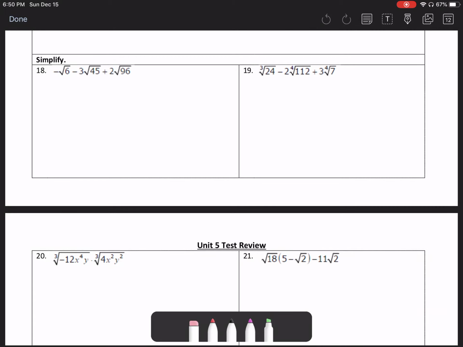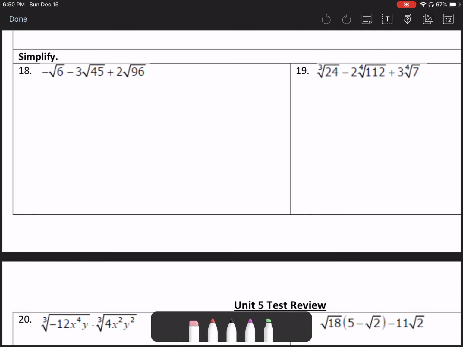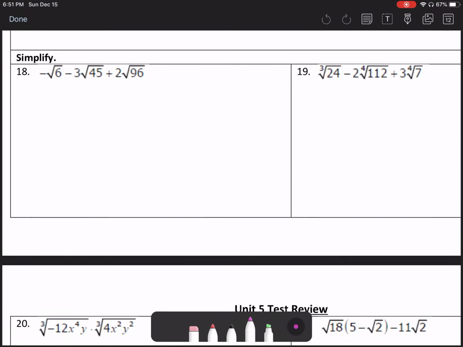Okay, so for the next part of the video, we're going to talk about adding, subtracting, and multiplying radicals. So we start here with addition and subtraction. None of my radicals are alike, so I go through and simplify each one of these to see if any of them are alike. It's just kind of hiding from us.